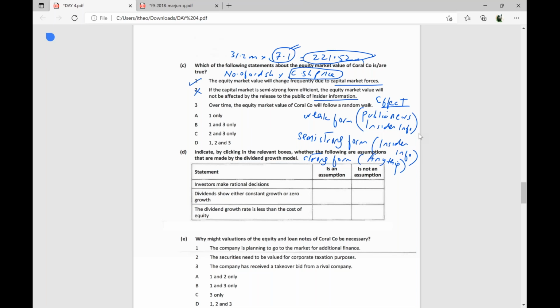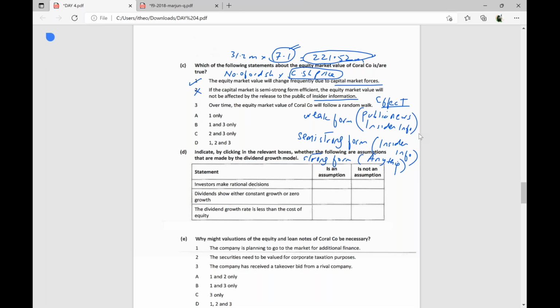If the capital market is semi-strong form, equity market value will not be affected by inside information. That's wrong. If markets are semi-strong form, equity market value will be affected by inside information, because semi-strong form means you will get affected by insider information. Just saying it will not be affected by insider information is wrong.